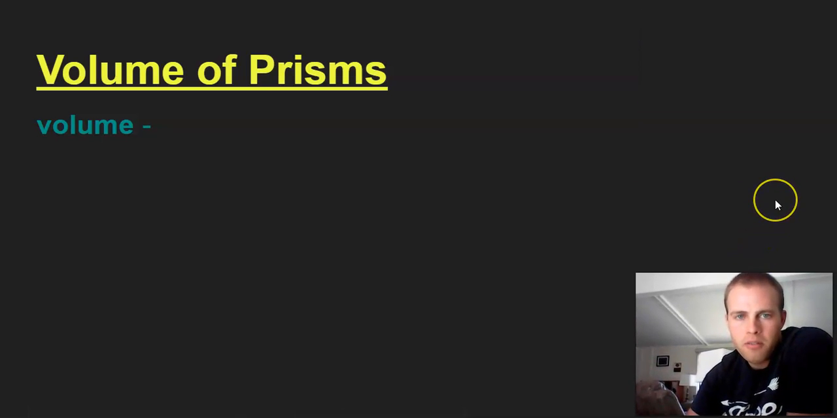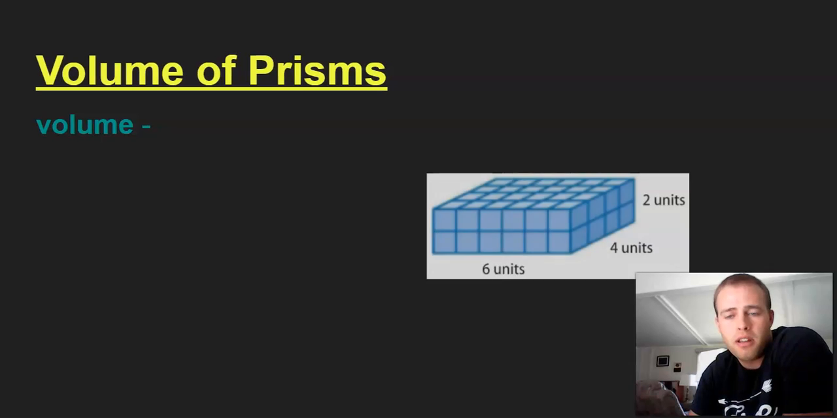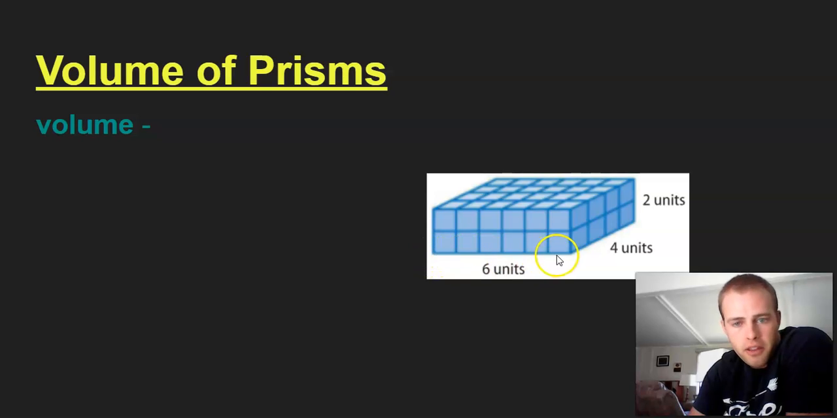When you think volume, what's the definition you think of? Probably, well, maybe not probably, but at least hopefully, you're thinking of along the lines of the amount of space that an object takes up, or how much space is inside an object. If we take a look at this, maybe it helps us remember that there's going to be three dimensions to the measure of volume: a length, a width, and a height.